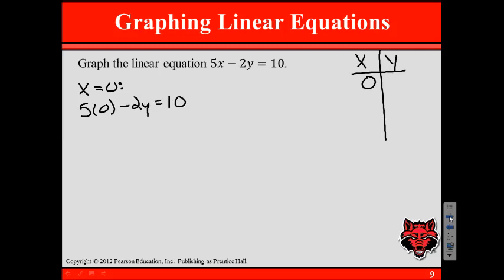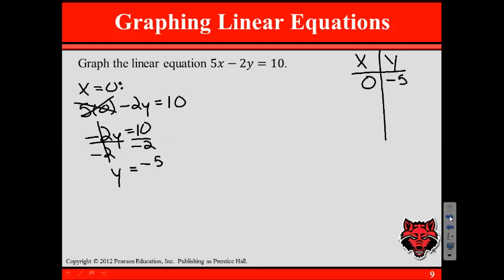Once we do so, 5 times 0 is 0. And anytime we have 0 next to another quantity, we're just going to cross it out. That leaves us with -2y equals 10. We then divide both sides by -2. On the left side, the -2's cancel. We're left with y equals -5.